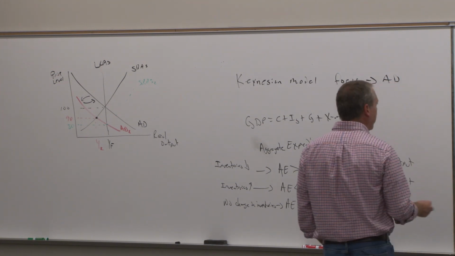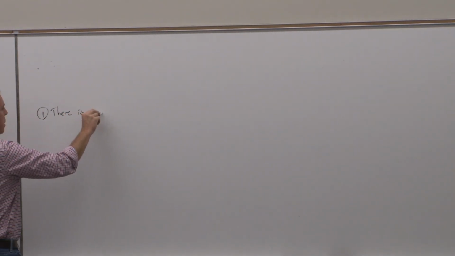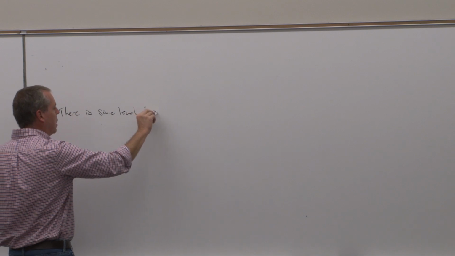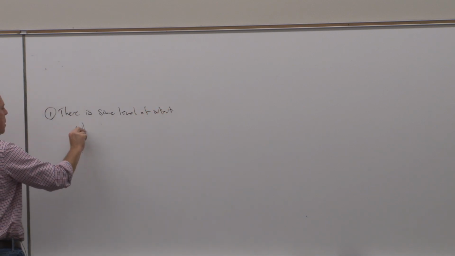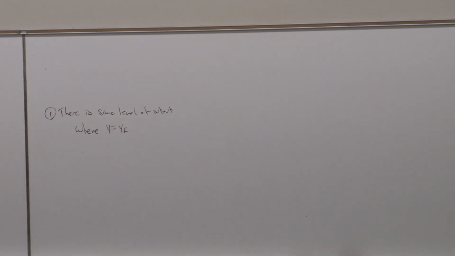So the assumptions of the Keynesian model are pretty simple, right? There's some level of output where Y is equal to Yf, right? Basically, there's some full employment level of output is basically what he said. So far, that's not that big of an assumption, right? That's always true. Here, though, we saw wages and prices are flexible. Keynesian model says that's not true.